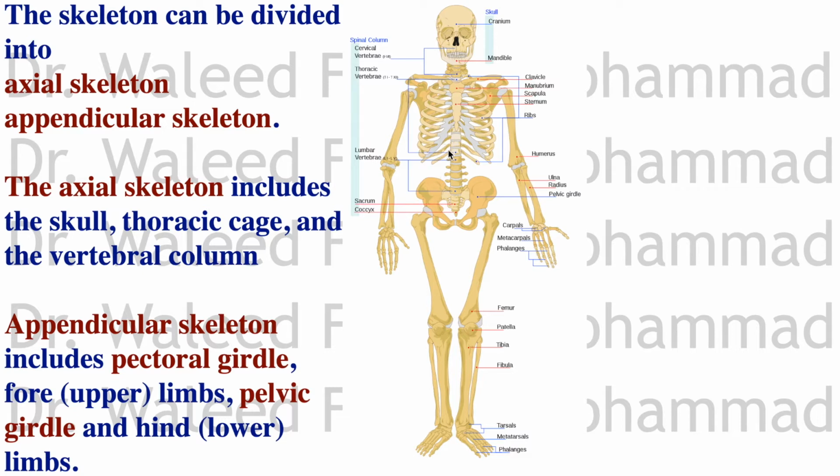Okay, so the axial skeleton consists of the vertebral column, the thoracic cage, and the skull, and the appendicular skeleton, the shoulder girdle, the upper limbs, and the pelvic girdle, the lower limbs. Okay, it's very well demonstrated in this plate.